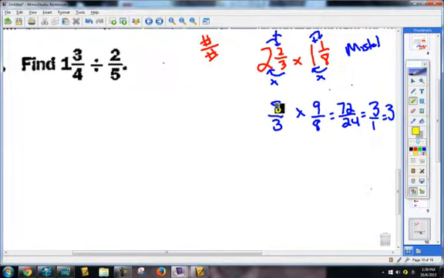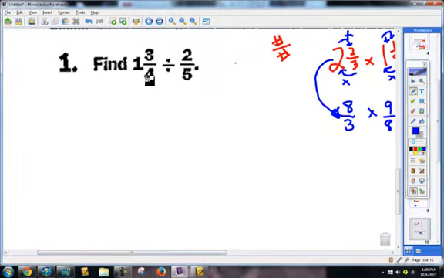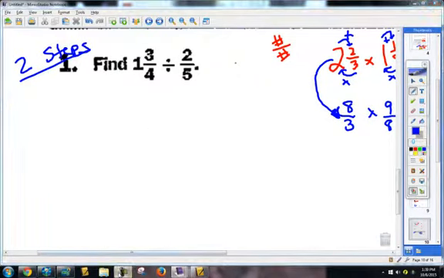You cannot multiply or divide mixed numbers in the mixed number form. They have to become improper, or they have to become fraction form. So here, the first thing, like this problem right here, I would need to see 2 steps, and I'm very picky about this, as you guys can only imagine. Okay, I'm very, very picky about it.